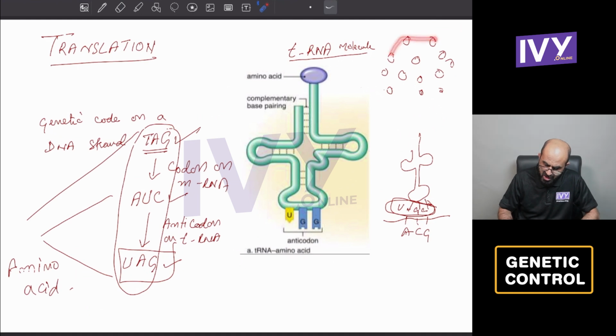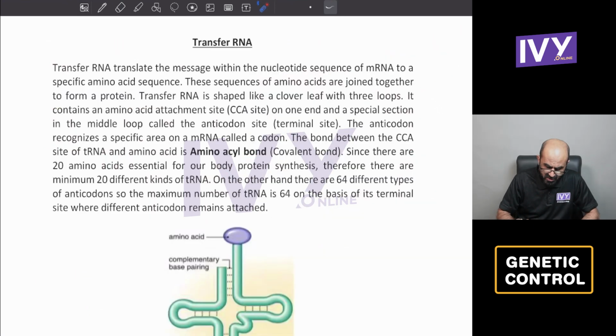So each amino acid has a specific anticodon which is located on the tRNA, and once the tRNA becomes activated using its anticodon on messenger RNA, it will attract the respective amino acid on the CCA site. This is what is given here in the transfer RNA. Transfer RNA translates the message within the nucleotide sequence of messenger RNA to a specific amino acid sequence. These sequences of amino acids are joined together to form a polypeptide or a protein.